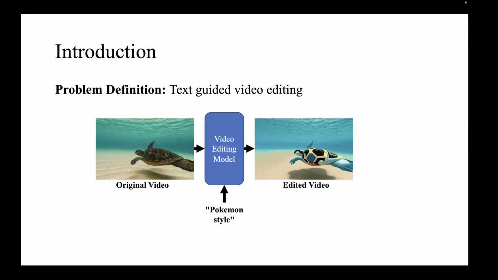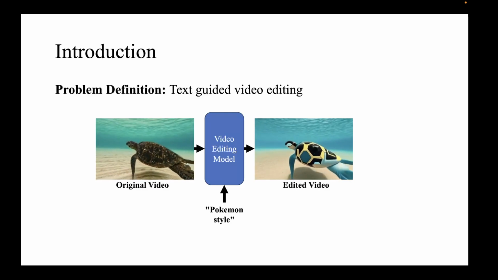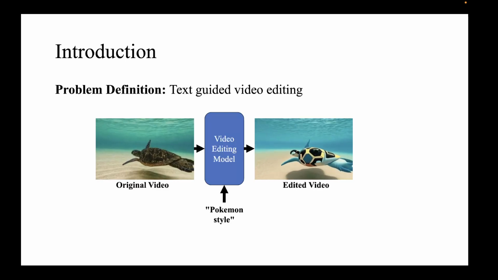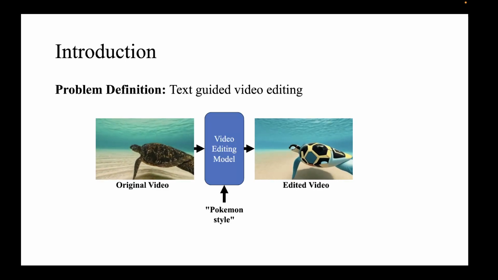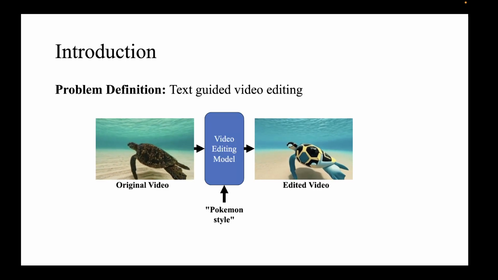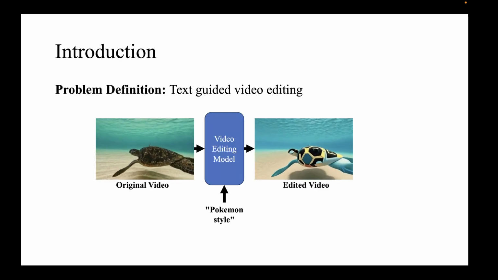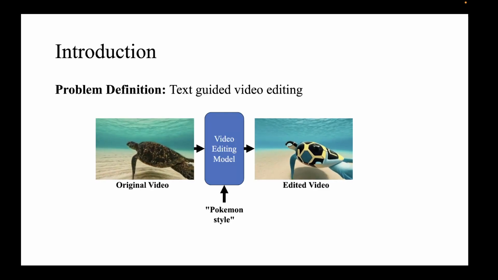Recent advancements in diffusion-based models have excelled at generating images from text, but video editing models lag in visual quality and user control. In this work, we address the text-guided video editing problem, aiming to transform original videos based on prompt changes. For example, a video of a swimming turtle is edited to reflect the Pokemon style.